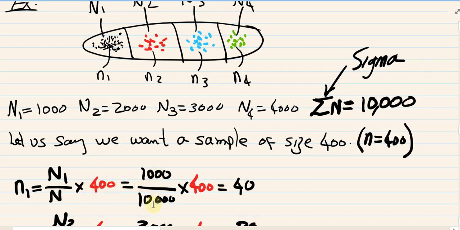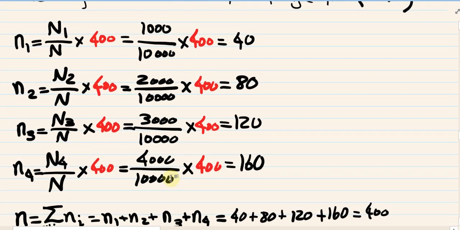So that's 1,000 out of 10,000 means 10%, doesn't it? And it makes sense. 10% of your sample should come from this subgroup. And then twice as many should come from here, 3 times as many from here, 4 times as many here. And that's pretty much how it works out. Twice, 3 times, 4 times as many, and detailed formulas here.